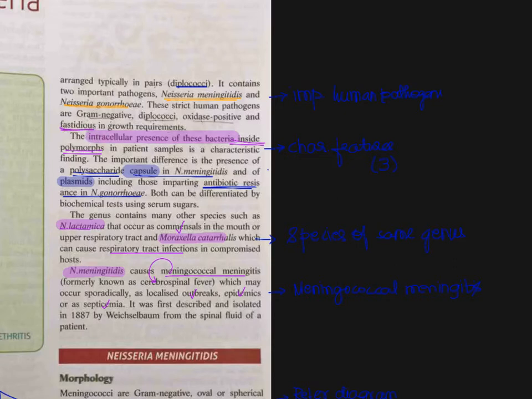The intracellular presence of these bacteria inside the polymorph in the patient is a very important characteristic. That is the first characteristic. Coming to the second characteristic, that is its capsule. The capsule is made up of a polysaccharide in the case of Neisseria meningitidis. The presence of plasmids, including those which can impart antibiotic resistance to N. gonorrhoeae, is one of the important characteristics of N. gonorrhoeae, and the important characteristic of N. meningitidis is the presence of a polysaccharide capsule.